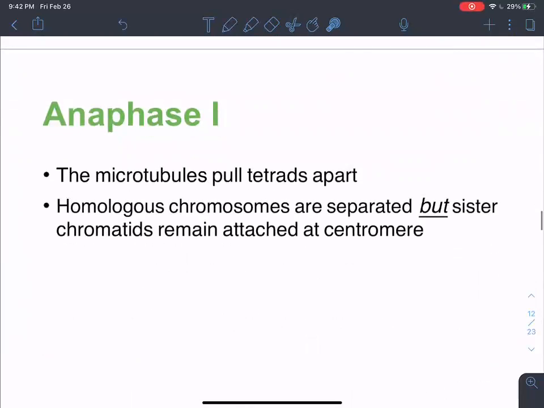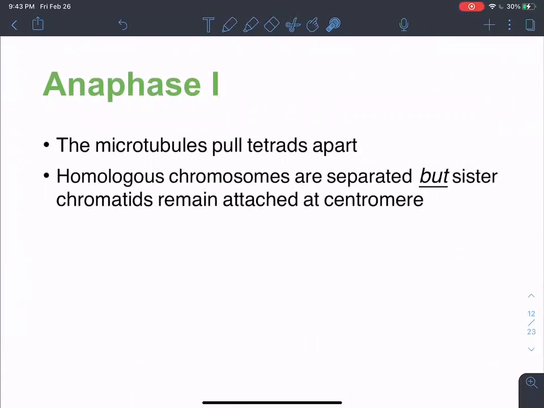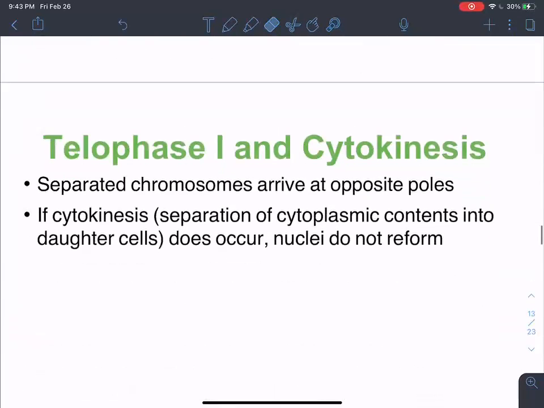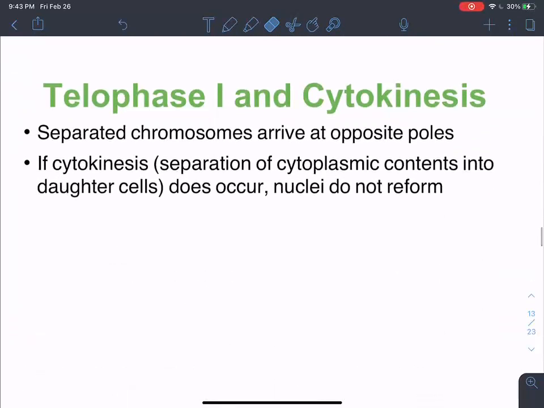So then we go into anaphase 1, and the microtubules pull those tetrads apart, and the homologous chromosomes are separated, but the sister chromatids remain attached at the centromere. So this is where it differs from mitosis. They still remain attached at the centromeres. Then we go into telophase 1 and cytokinesis.